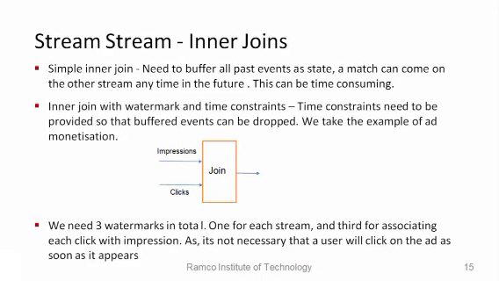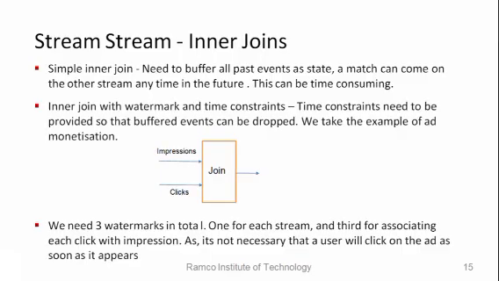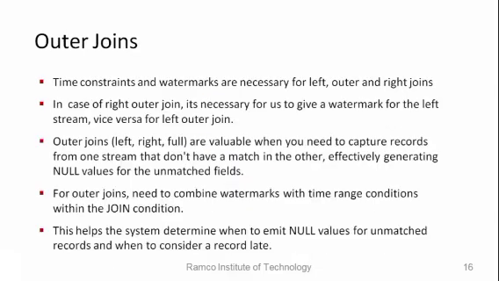Stream to stream inner joins: a simple inner join needs to buffer all the past events as state, as a match can come on the other stream anytime in the future. This can be time consuming. Inner join with watermark and time constraints: time constraints need to be provided so that buffered events can be dropped. We take the example of ad monetization. We need 3 watermarks in total, one for each stream and a third for associating each click with an impression, as it is not necessary that a user will click on the ad as soon as it appears.